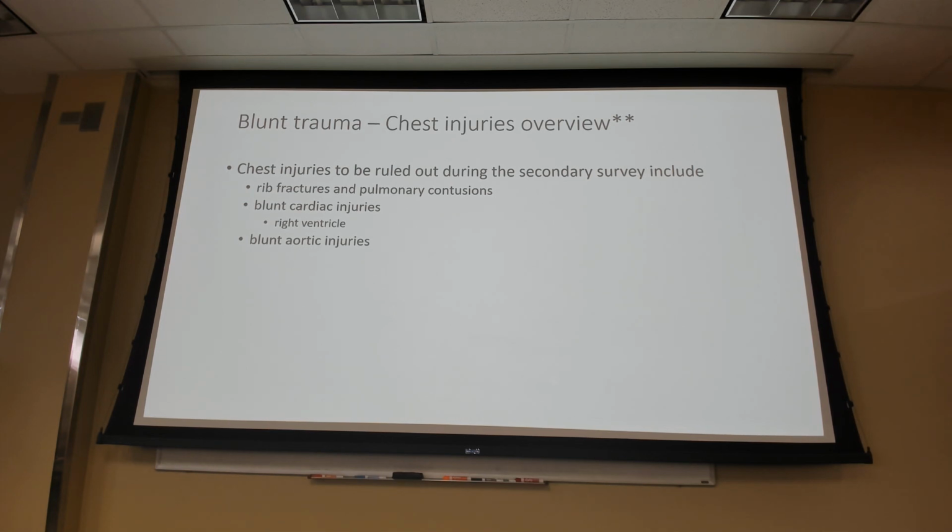Then we always got to consider blunt aortic injuries. Supposing they made it to the hospital, a lot of those patients die on the scene when they have that massive aortic injuries and they bleed out, typically before EMS even arrives.